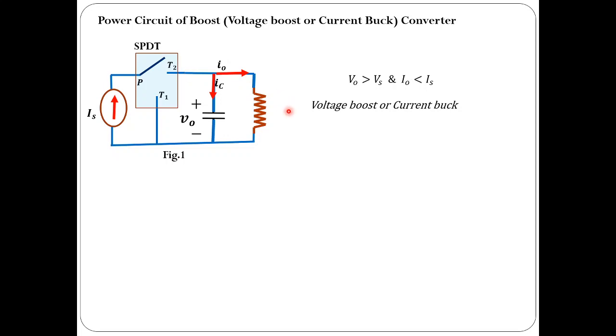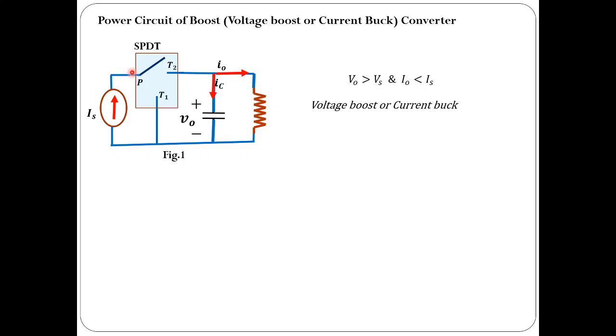Now here the load is taken as a resistive load. A capacitor is connected in parallel with the resistor to smoothen the output voltage and also to provide the path for the ripple current, right? And coming to the switch that I want to use, that is an SPDT, single pole double throw switch. The pole is connected to the source side, and it can be connected to throw 1 or throw 2, so that the source current will be provided with some path all the time.